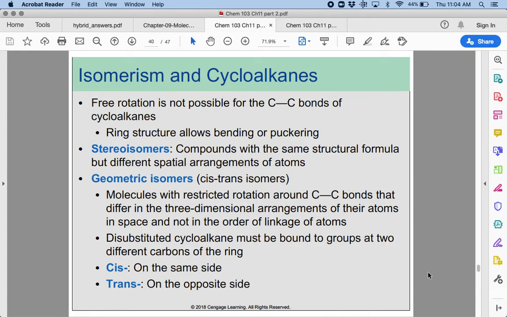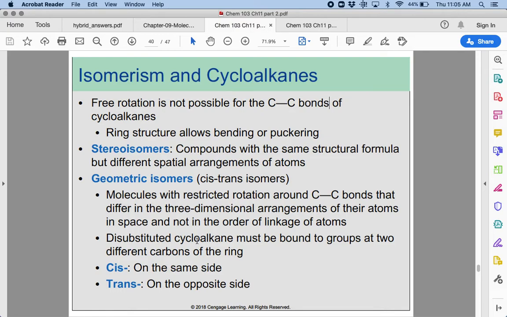But unlike in a linear structure, now we have a ring where there's a top and a bottom to the ring. So is something pointing up top or is something pointing down? So we have what we call geometric isomers, and these are defined as cis and trans. And molecules with restricted rotation around a carbon-carbon bond, for example, in a cycloalkane, we'll also see this in our triple and double bonds, differ in their 3-dimensional arrangement.